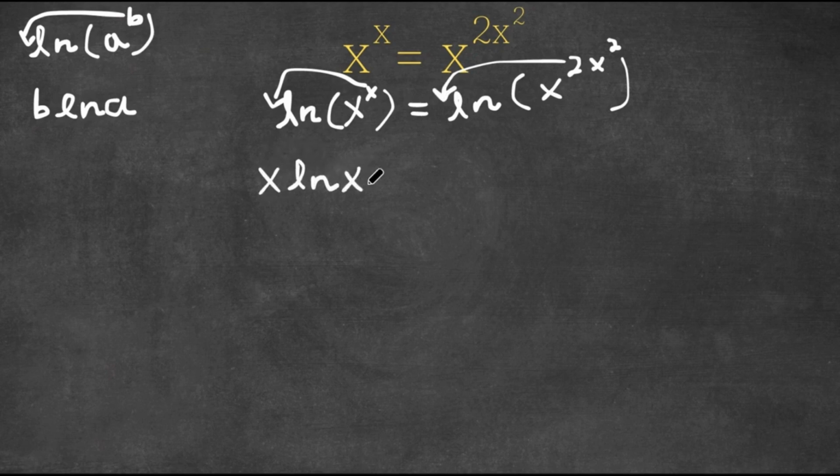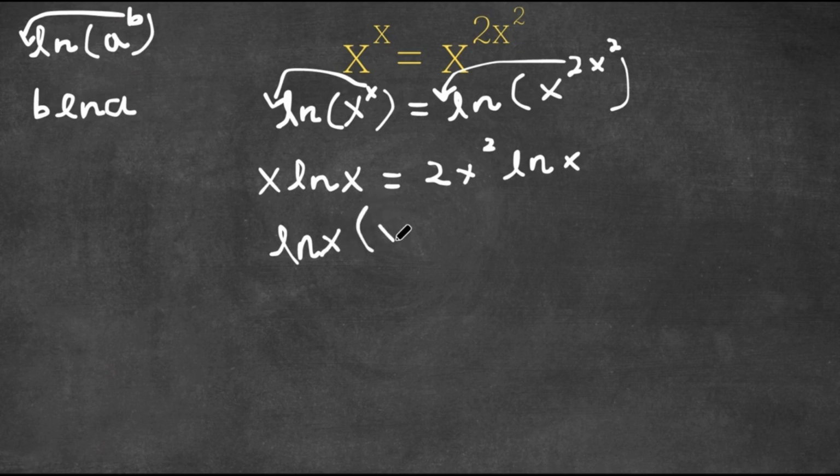x is equal to 2x squared times ln x. Now if I factor out ln of x from this, I get ln of x times x minus 2x squared. And this is equal to 0.